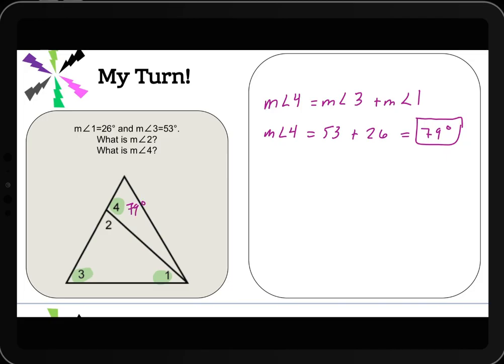And I could find the measure of angle 2 in a couple of ways, but I recognize that angle 2 forms a linear pair with 4. So I know that the measure of angle 2 plus the measure of angle 4 equals 180. So I can find the measure of angle 2 by simply subtracting the measure of angle 4 from 180, which I already found in the previous step. So the measure of angle 2 has to be 101 degrees in this case. So there's actually a couple of ways that you could find the value of these angles. This is one way that I might do it based off of how I proved the exterior angle theorem earlier in the problem set.